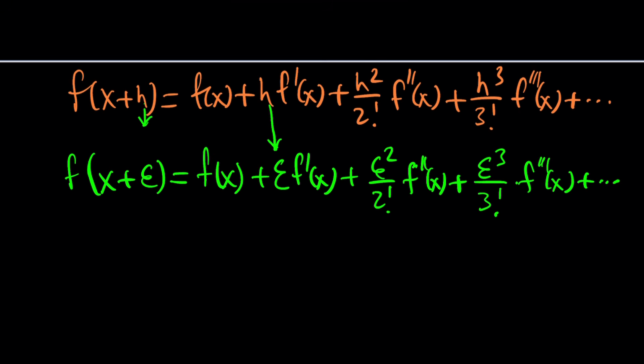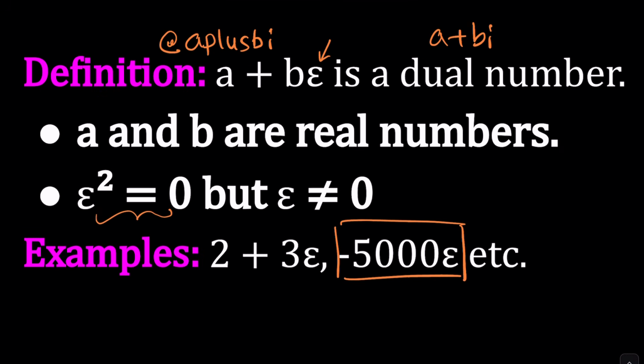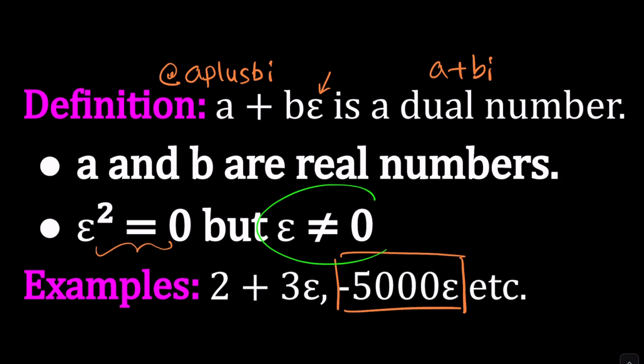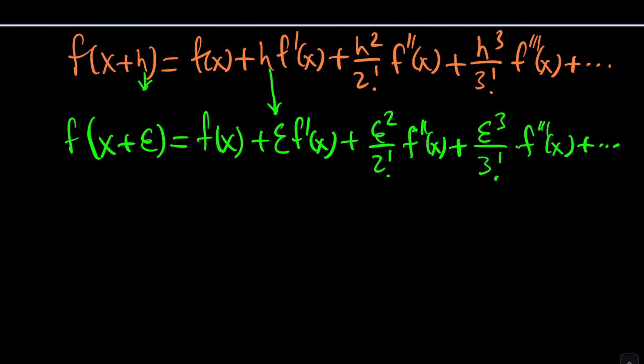So notice what I said about the definition, right? We said that, okay, epsilon does not equal 0, but epsilon squared equals 0, which means all the powers of epsilon, starting with the second power, epsilon cubed, epsilon to the fourth, they're all going to be 0. Why? Because they contain epsilon squared. Epsilon cubed can be written as epsilon squared times epsilon. Epsilon is not 0, but epsilon squared is 0, so 0 times epsilon obviously is 0.